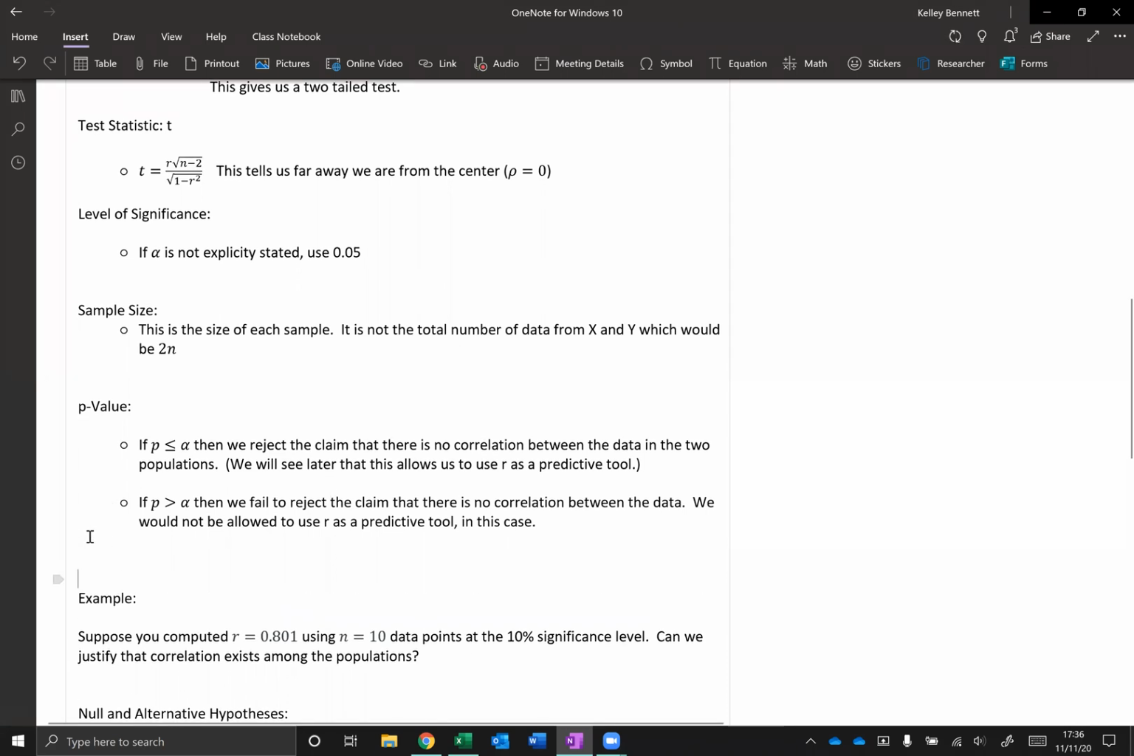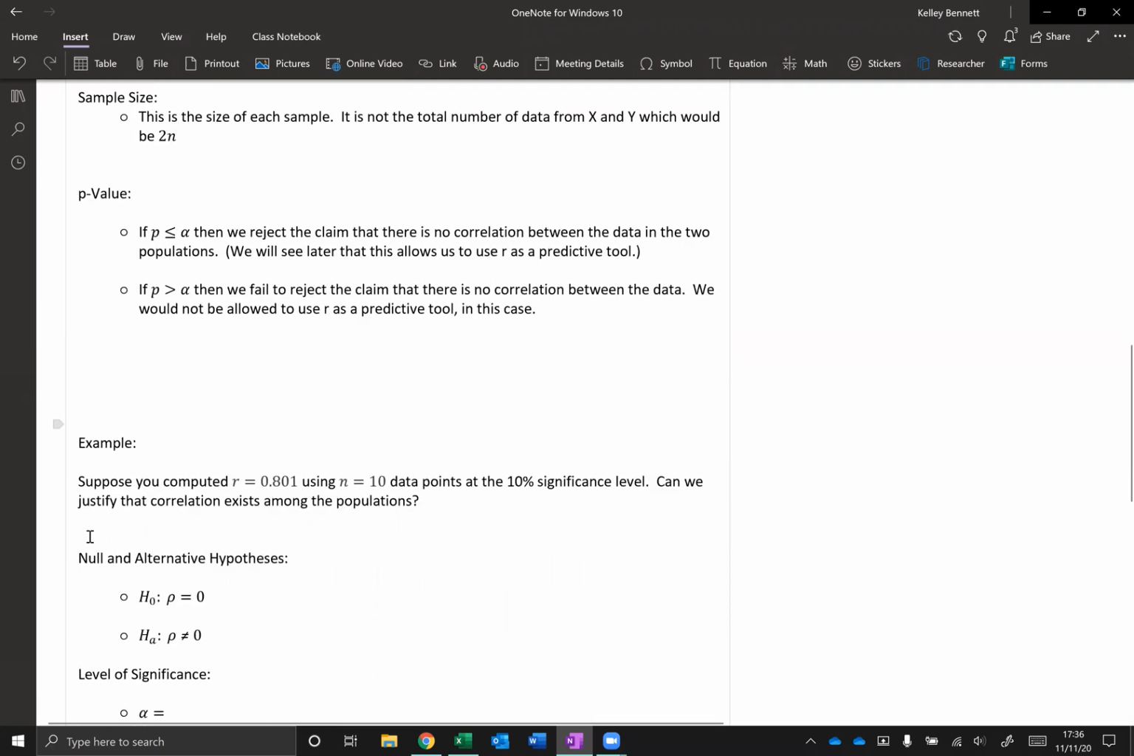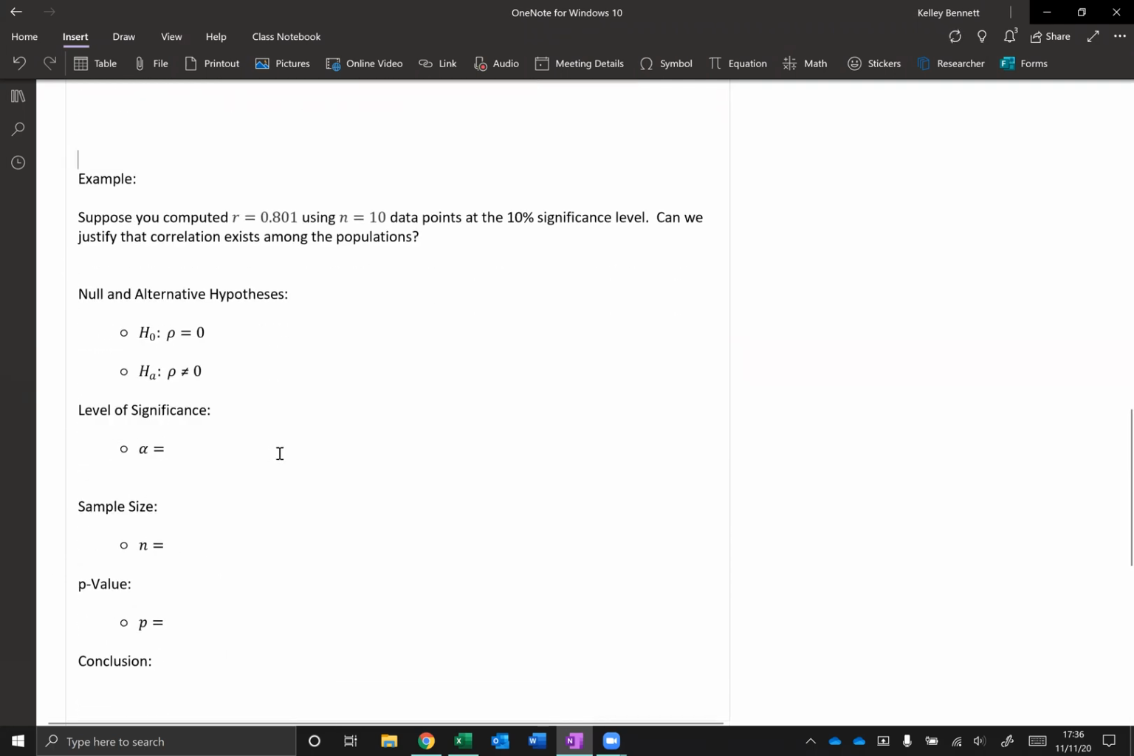So let's see if we can use this example here. Suppose we computed a correlation coefficient of a sample where we got R equals 0.801, and we had a sample size of 10. We want to test this at the 10% significance level. Can we justify that correlation exists among the populations? Well, let's go to Excel and see what it says.